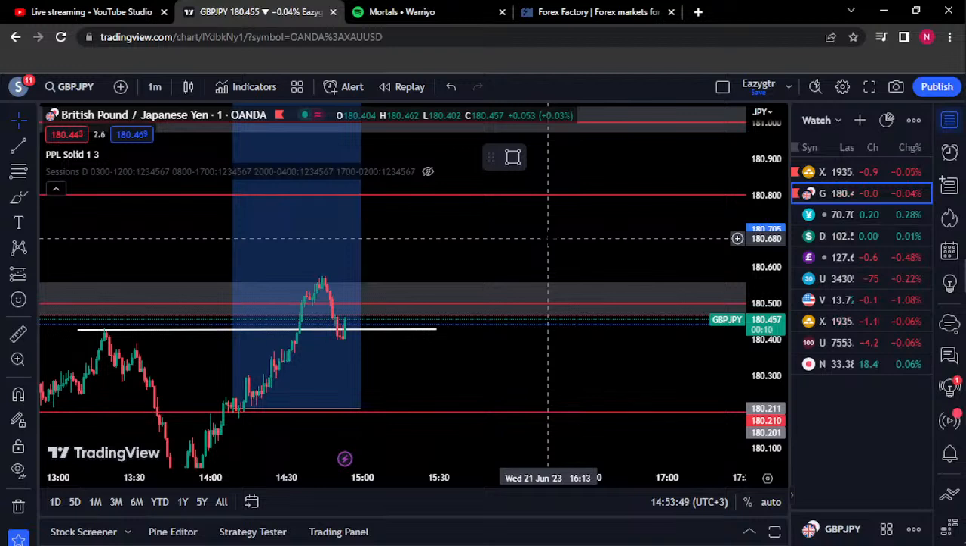So you can monitor 18500 for more entries. If you missed the earlier entry, you could catch the second entry at 18500.